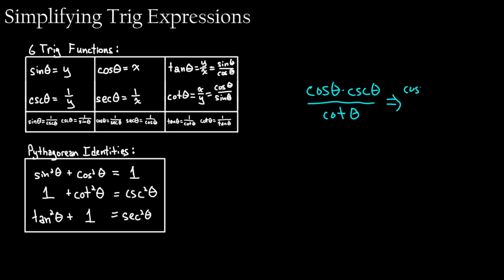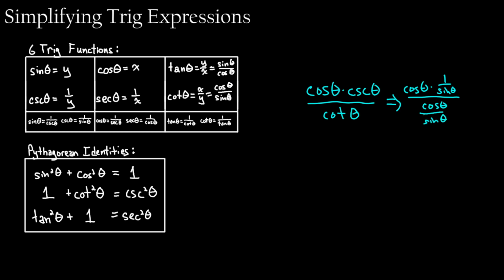So cosine is just cosine theta. Cosecant is the inverse of sine, so cosecant is equal to 1 over the sine. We will write that as 1 over sine. So cosine over 1 over the sine, all over cotangent. And cotangent, in terms of sine and cosine, is right here. That is the reciprocal of tangent. So cosine over sine. So this is cosine of theta divided by sine of theta.